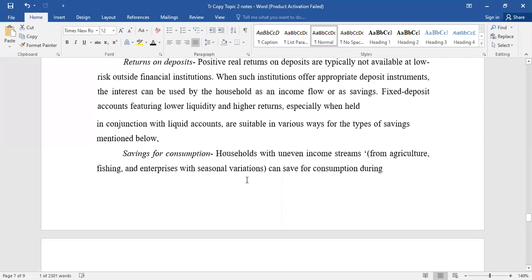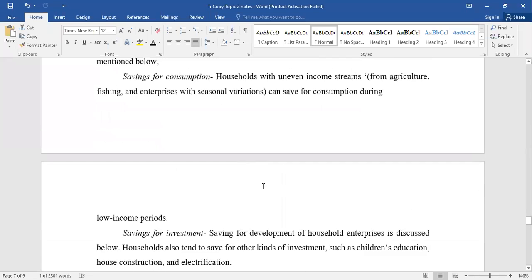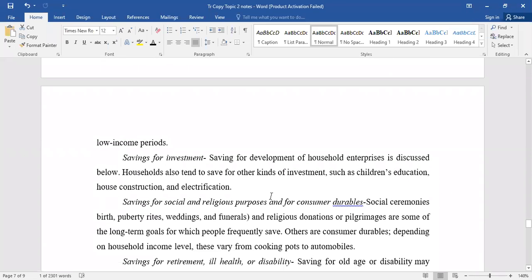Then saving for consumption. Of course, households normally put this money somewhere, waiting for a rainy day because they don't want to be hit. So it is for emergency per se. Then savings for investment, savings for development of household enterprises will be discussed in the subsequent topics. So I don't want to delve into that.